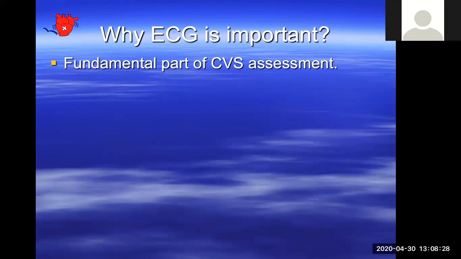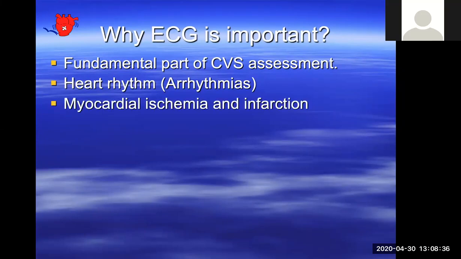It's cheap, non-invasive, and safe to do. And what you look for is the rhythm. Does the patient have a normal rhythm or an arrhythmia? You cannot always be sure just from checking the pulse. And you look for cardiac ischemia, whether the patient has symptoms related to cardiac ischemia, or even old changes. So you may find old changes that tell you this patient has had a cardiac event in the past, and the patient may not be aware of it.